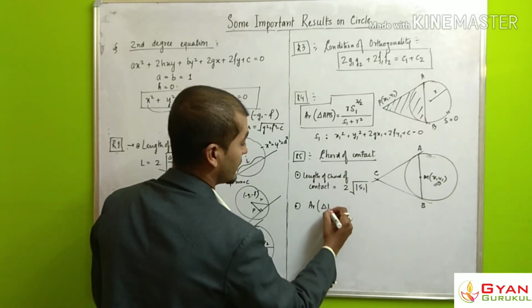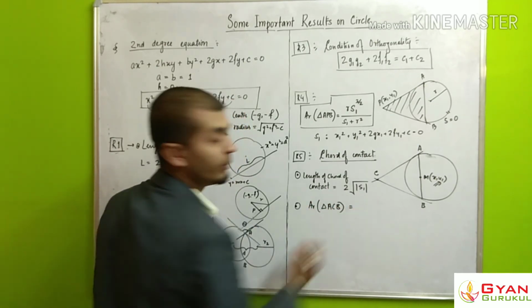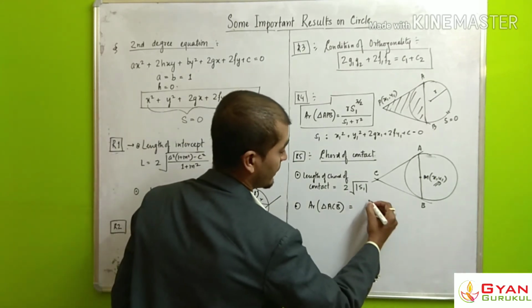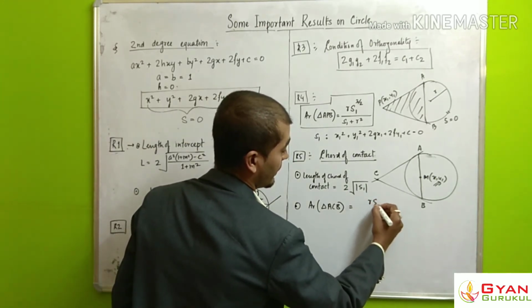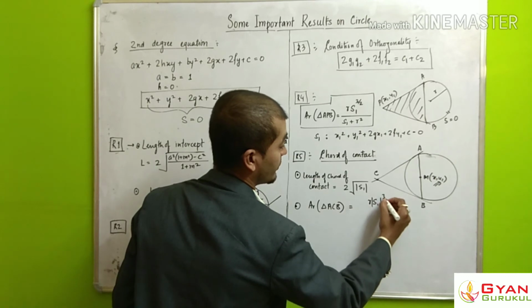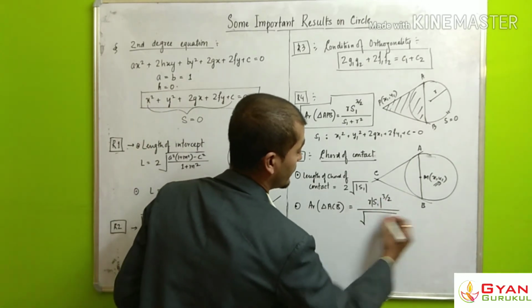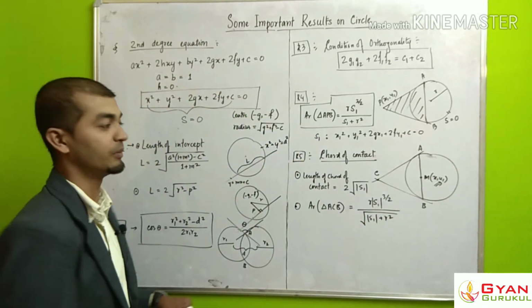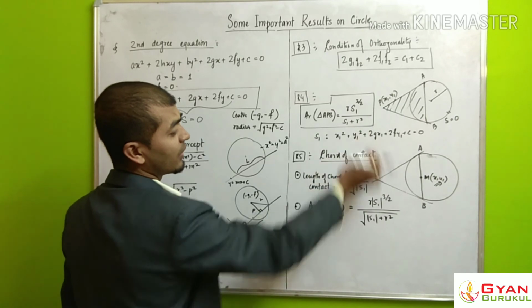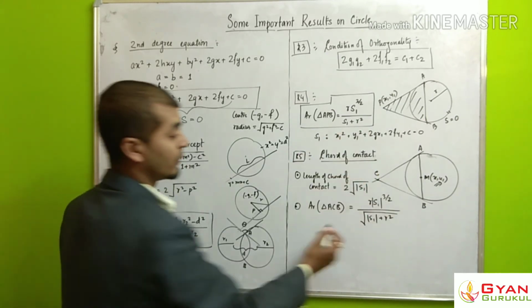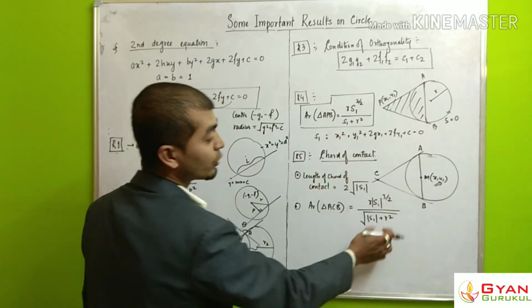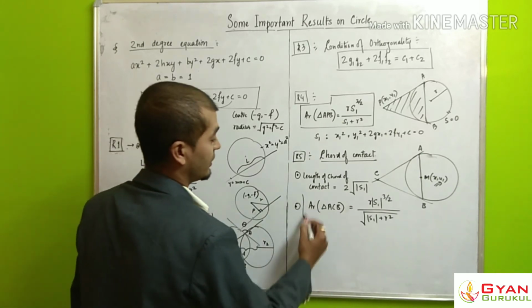Next is the area of the triangle. The area of the triangle ACB will be equal to R times modulus of S1 to the power 3 by 2, whole divided by root over mod of S1 plus R square. That's very simple. These two formulas are a little bit alike, provided there is a root in the denominator side.